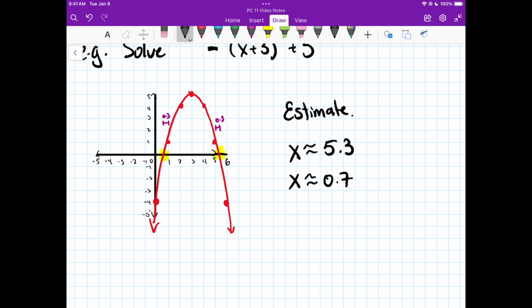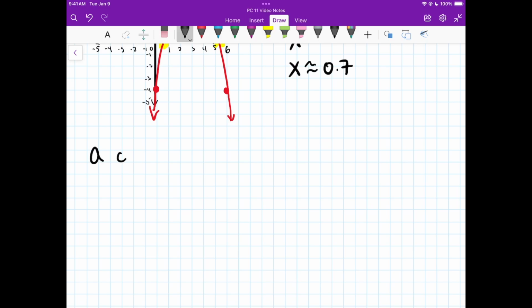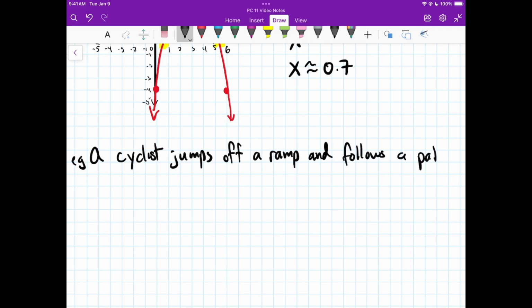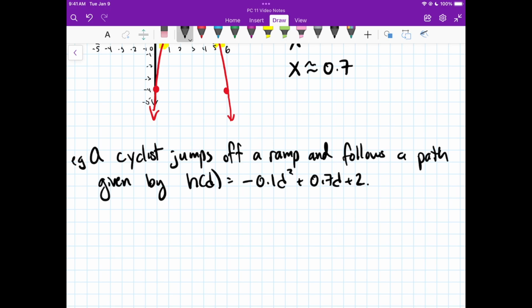All right, wrapping this up with a couple of quick word problems. So I'm going to say a cyclist jumps off a ramp and follows a path given by some function. H of d equals negative 0.1 d squared plus 0.7d plus 2. So you notice this isn't equal to 0 right now. It's just a function. And h and d are height and distance in meters.